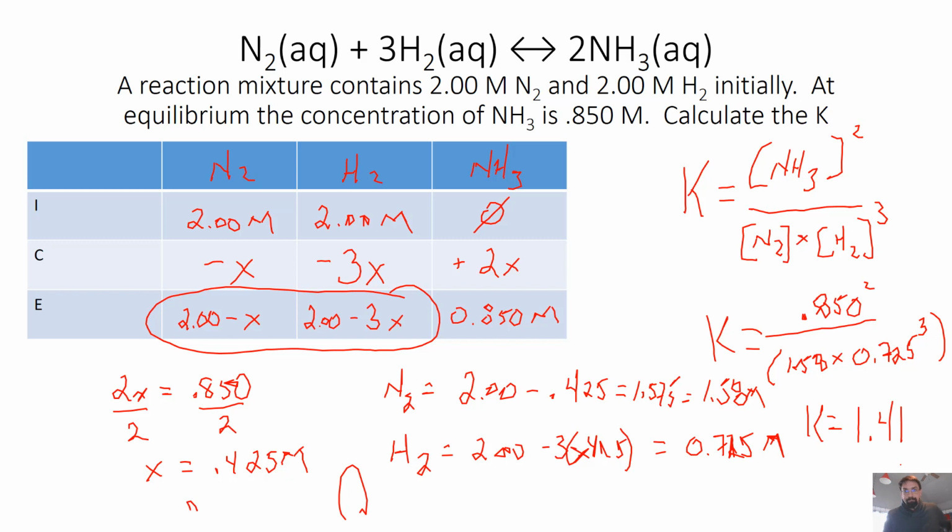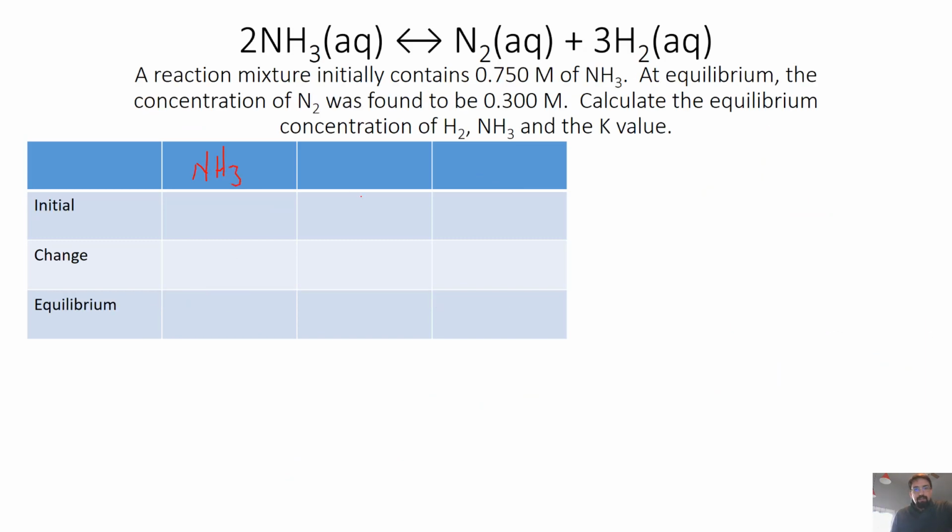Notice no units on K, and this is only a somewhat favorable reaction because it is making a little bit of product compared to reactant, but not a heck of a lot more. They're starting with a reactant of NH3, and N2 and H2 wind up being products. They say that the reaction mixture initially contains 0.750 molar solution of NH3.